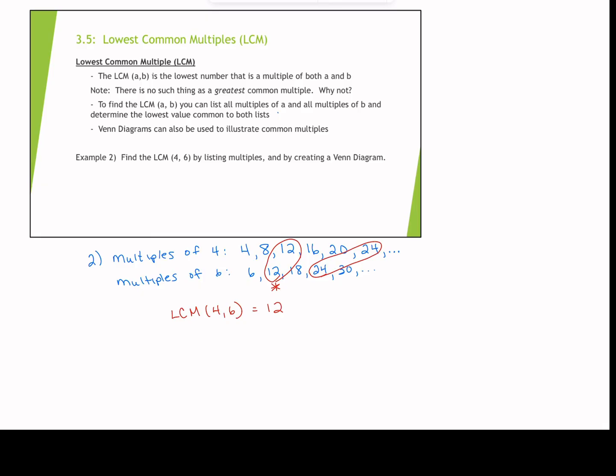Once again, you could use Venn diagrams to show the same information or to find the lowest common multiple between 4 and 6 as well. So we're going to do that. We're going to create a Venn diagram with a point of intersection between them. So there will be some overlapping values in that intersection between the two sets. So create your Venn diagram and see if you can imagine where to put these numbers, or at least some of the multiples that we've been exploring so far with the LCM for 4 and 6.